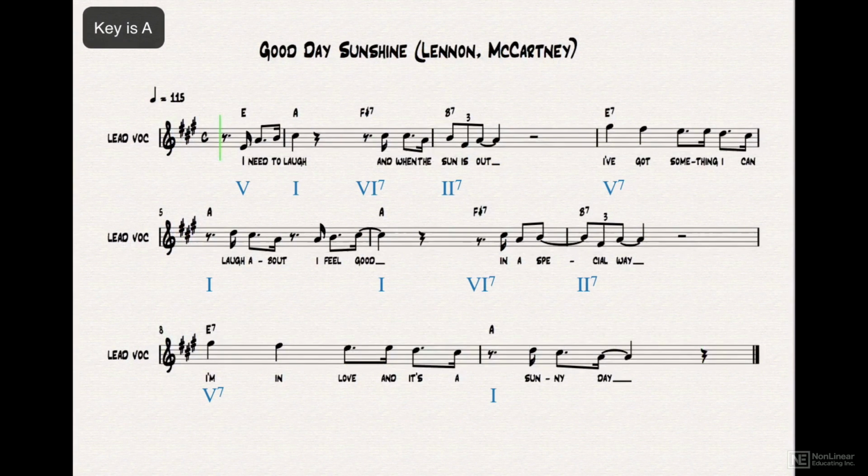In Good Day Sunshine, the verse travels around the circle of fifths, with each chord leading to the next. It's another variation of our Heart and Soul sequence, but with all major chords. We go from F sharp 7th to B 7th to E 7 to A, and then repeat the sequence again: F sharp 7, B 7, E 7, A.